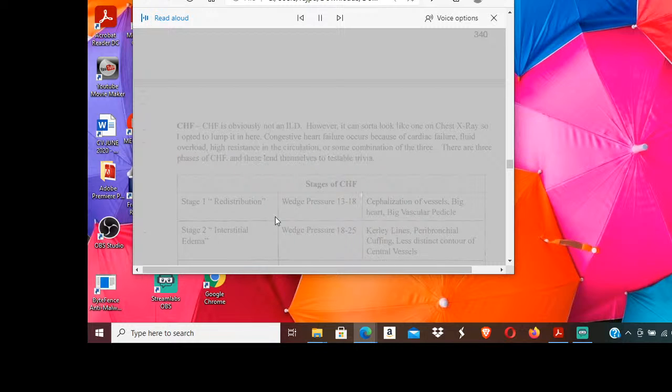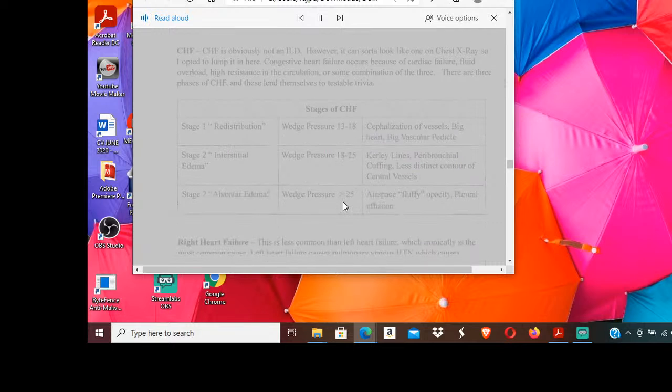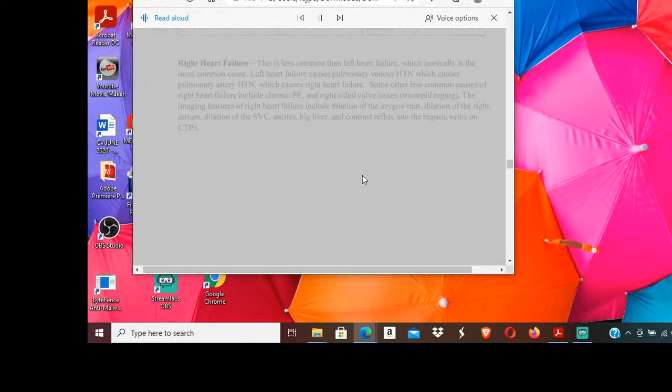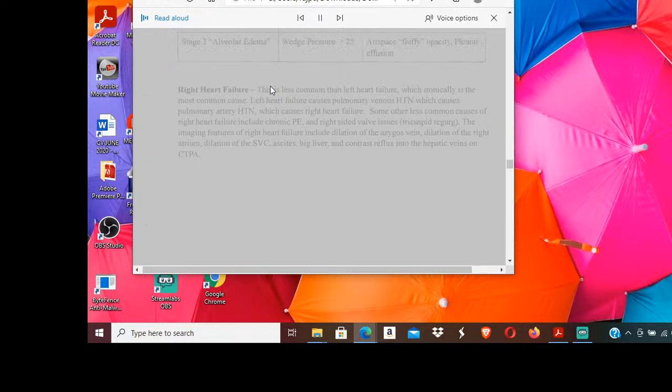Stages of CHF. Stage 1: redistribution. Wedge pressure 13 to 18. Cephalization of vessels, big heart, big vascular pedicle. Stage 2: interstitial edema. Wedge pressure 18 to 25. Stage 3: alveolar edema. Wedge pressure over 25. Airspace fluffy opacity, pleural effusion.